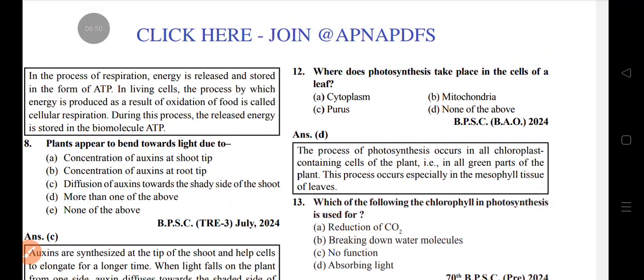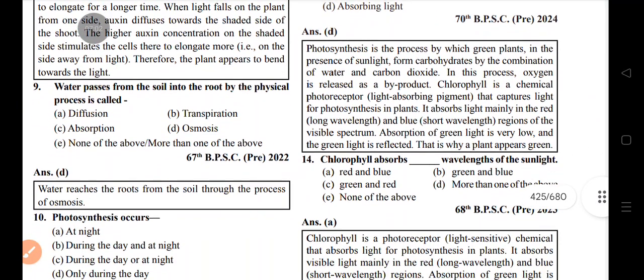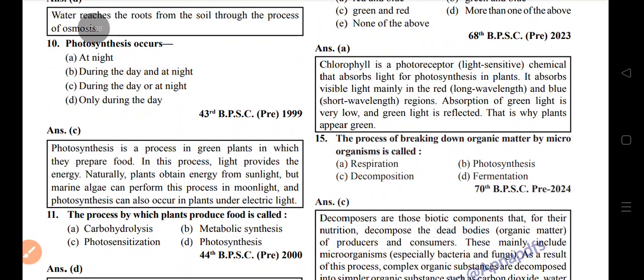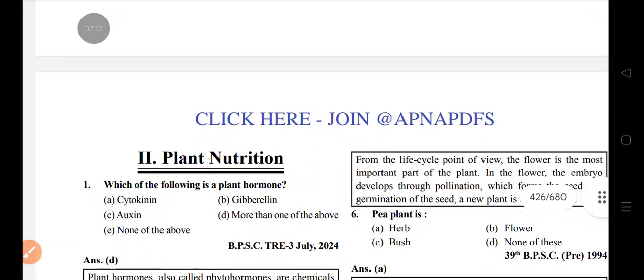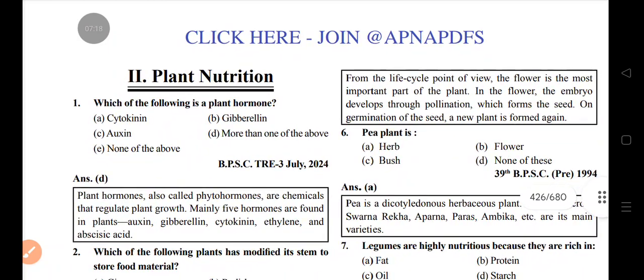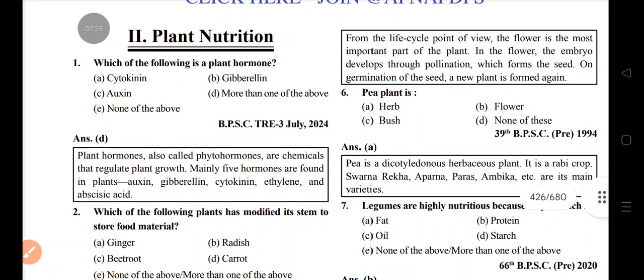Where does photosynthesis take place in the cell of leaf? Chloroplast. Which of the following chlorophyll in photosynthesis is used for absorbing light? Chlorophyll absorbs red and blue wavelengths of the sunlight. The process of breaking down organic matter by microorganism is called decomposition. Plant nutrition. Plant hormone, phytohormone are chemical that regulate plant growth, mainly 5 hormones: auxin, gibberellin, cytokinin, ethylene, abscisic acid.